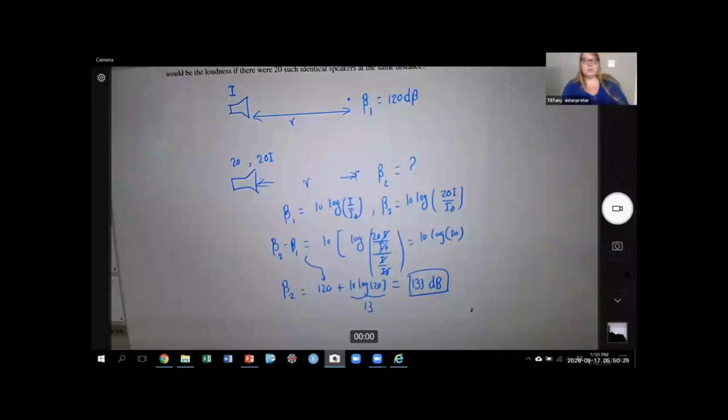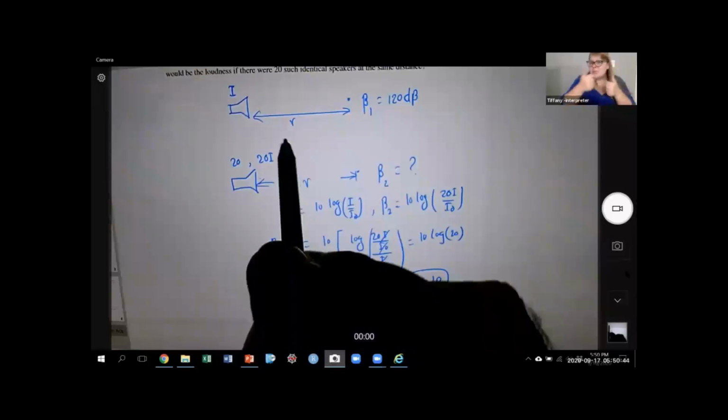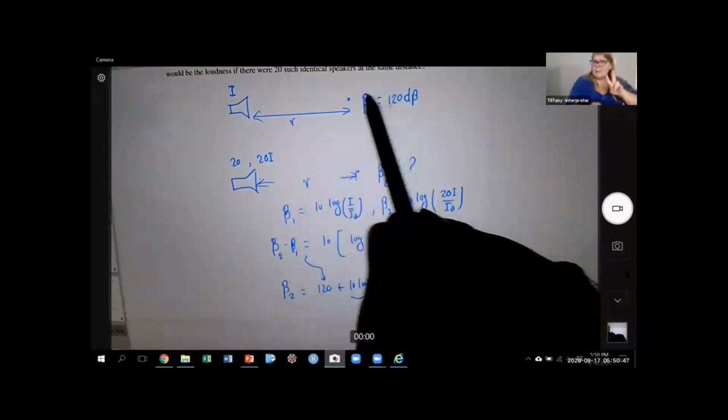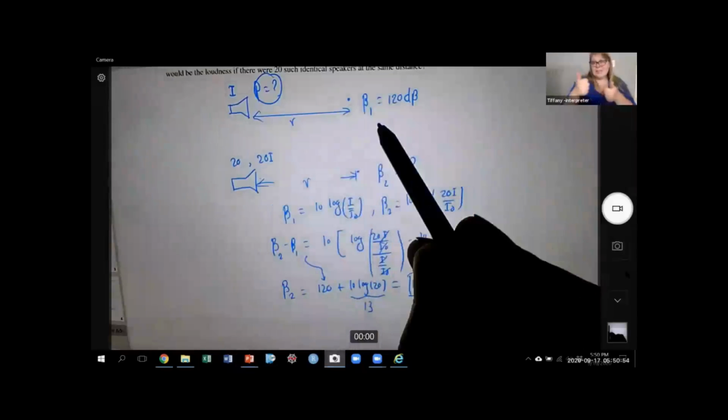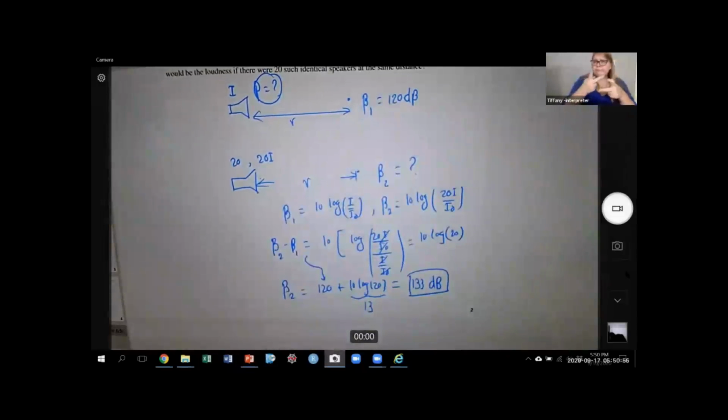Yeah. So why do you have to do beta 2 minus beta 1? Why can't you just solve for beta 2? So how do you solve for beta 2 directly? Do you know the distance? No. Yeah, so if you know the distance, you could solve beta 2 directly by first finding the power of the speaker. And if you know the distance, then you can directly use this formula to find beta 2. But in this problem, the distance is not given, so you cannot do that.